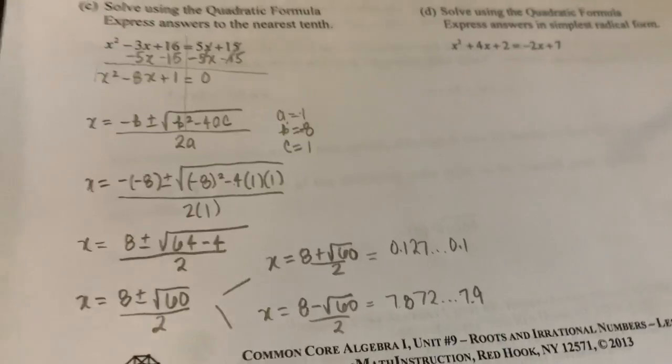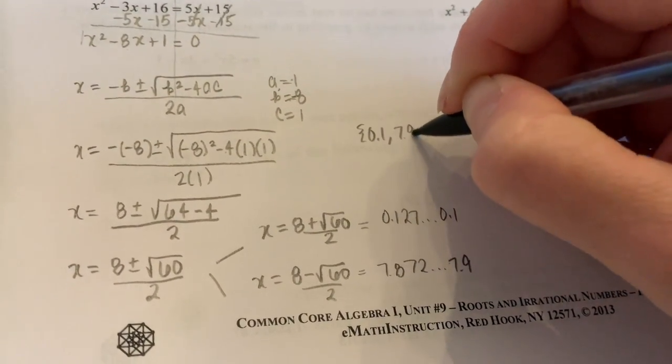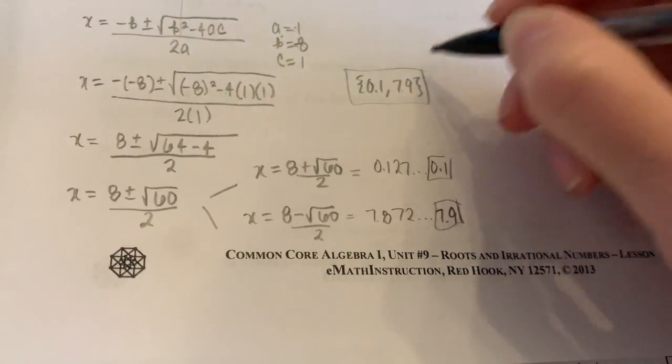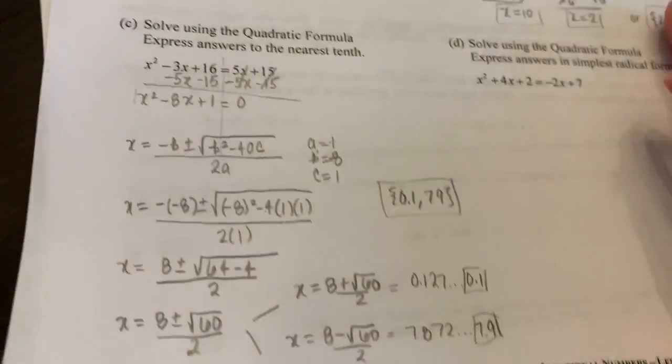So our two zeros here are 0.1, 7.9. However you'd like to write it. Just make sure you write x equals here. I'm a little bit running out of room.